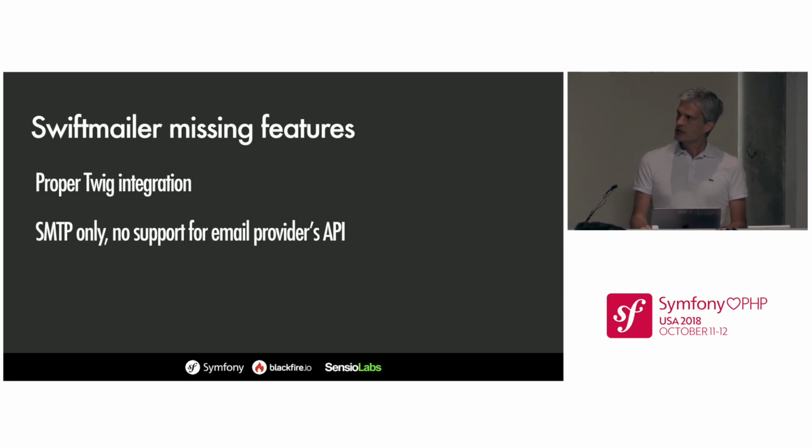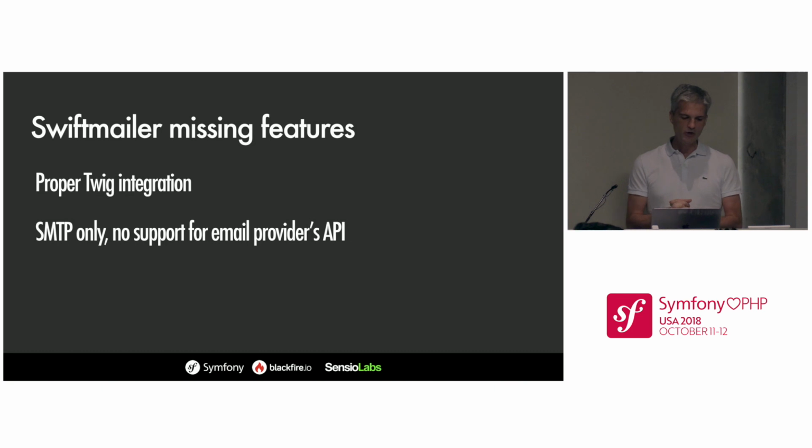Okay, and of course, we have missing features. Features you won't find easily anywhere else anyway, but most of you are probably using Twig in emails, but we don't have a tight integration. So you can find a lot of blog posts on the internet explaining how you can use Twig and SwiftMailer together, but it's not built in. It's not part of the bundle. There is nothing that eases the usage of Twig with SwiftMailer.